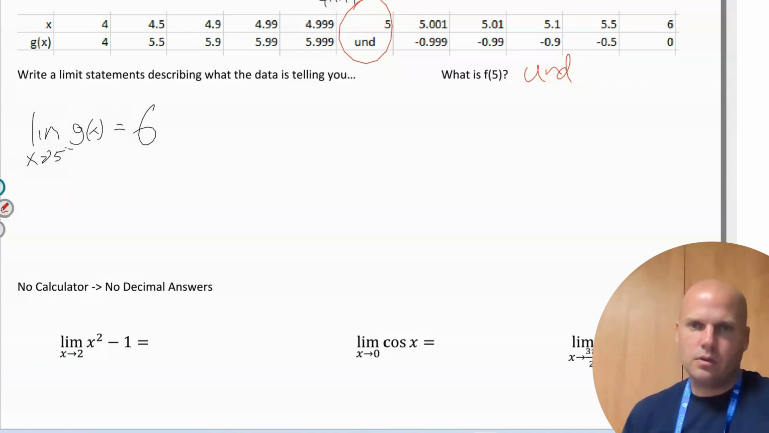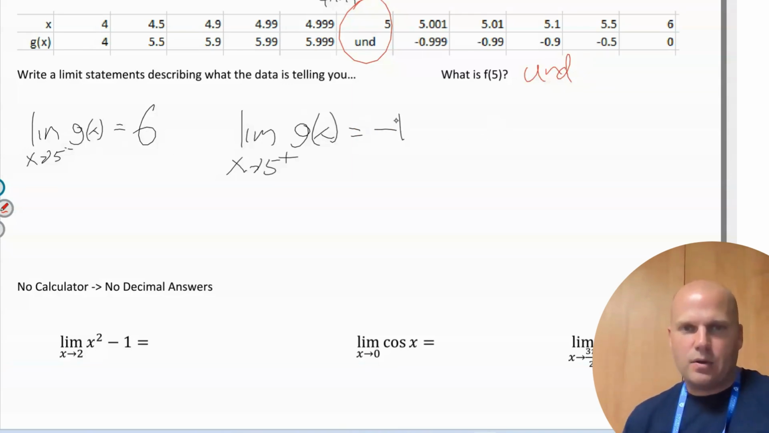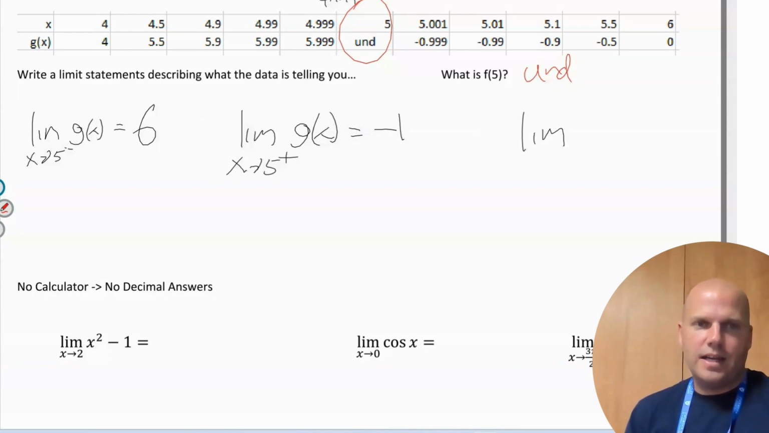Infinitely close. If I go to the right side and I go to the right of 5, this is g of x. Here, to the right of 5, I'm getting closer and closer to the y value -1. Since this value and this value disagree with each other, I don't care about this. I don't care what's going on at f of 5. My answer is does not exist for the general limit.